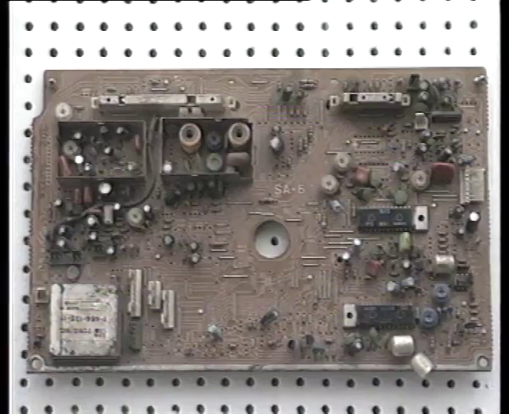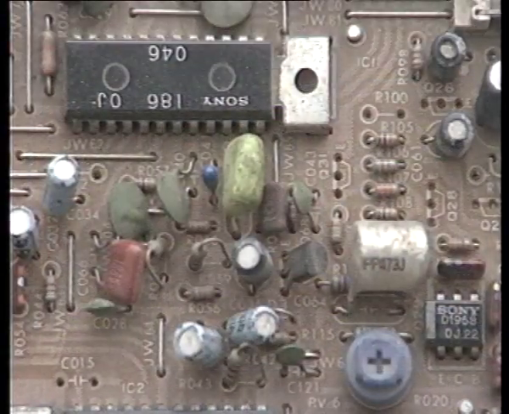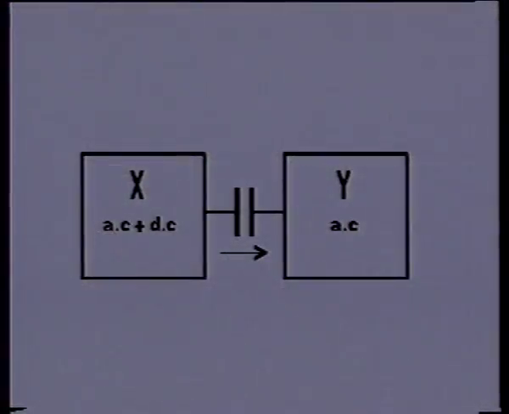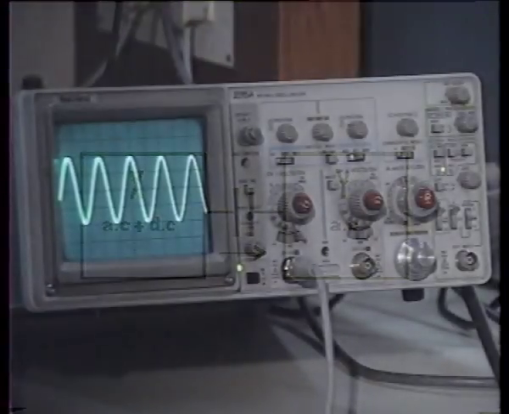Capacitors are used to separate AC from DC. That is, if the output from one circuit X contains AC plus DC, but we want AC to pass to circuit Y, a capacitor can be used to pass AC only. This property of AC coupling is used in electronic equipment.